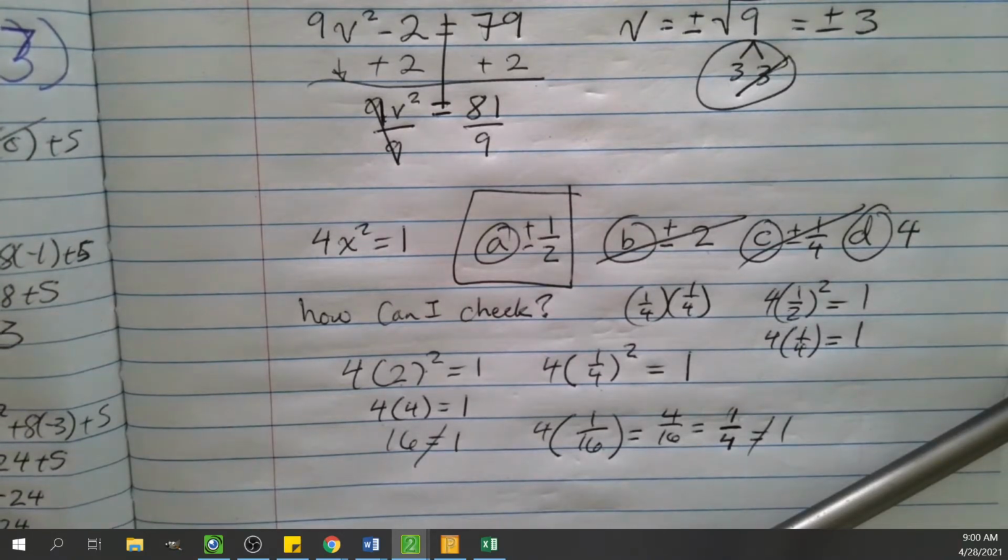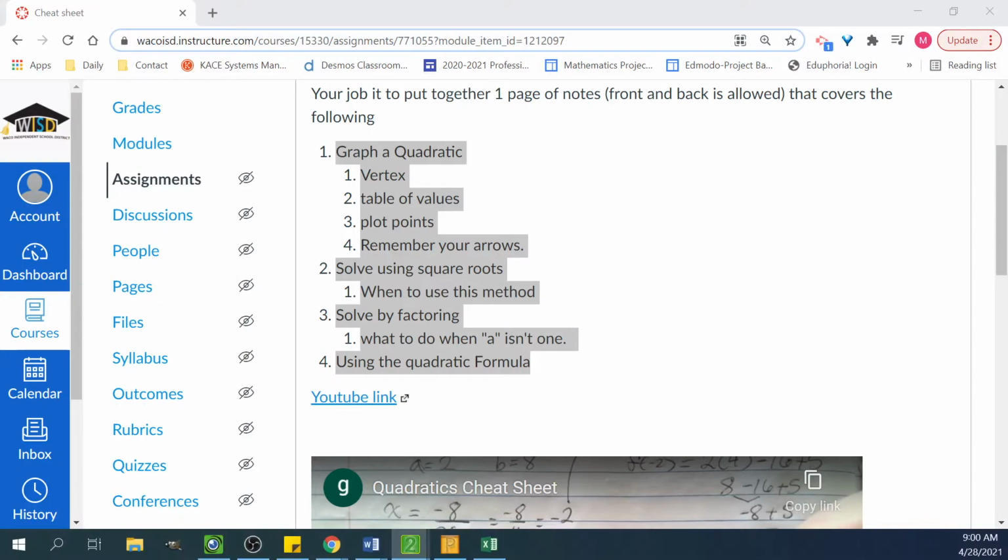Okay, let's do a quick check-in on what we needed to cover. Have we gone over all of the graphing? We've covered the vertex, we've covered the table of values. Have we covered plotting points? You know how to put your points from the table on there? Have we covered that you need to remember to put arrows on it?